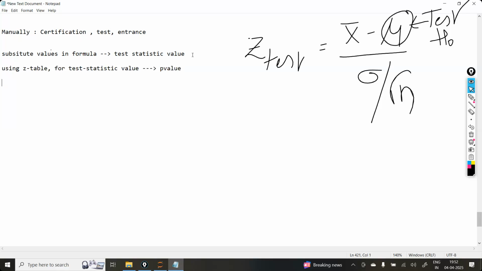Okay, is the point clear? If it is in the acceptance area, you have to accept. If it is in the rejection area, we have to reject. So your step number 4, step number 5, step number 6 will be like this.